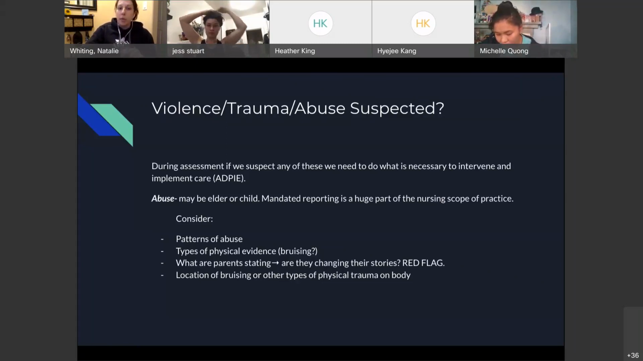So some things to consider with abuse. You want to consider patterns of abuse, types of physical evidence, such as bruising. What are the parents stating? So if you're working with a pediatric patient and there's suspected abuse, are the parents changing their stories? If they are, that's a red flag. You want to also consider the location of bruising or other types of physical trauma on the body that you may see, whether that's cigarette burns, there's all different types. But those are the things that you want to consider, and those are important to know.